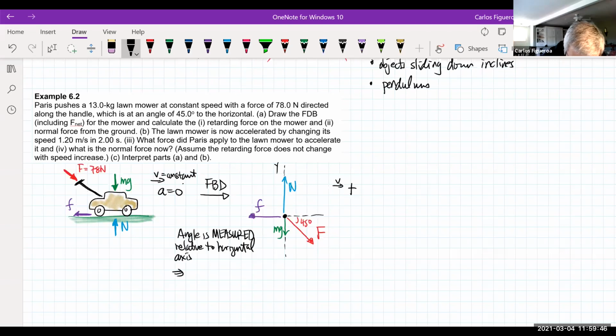This implies then that any x component is going to be a cosine of theta. Any y component is going to be a sine of theta. If the angle is measured relative to the y-axis, those are going to be reversed. So if you think of x as cosine, then you're pretty happy right now.